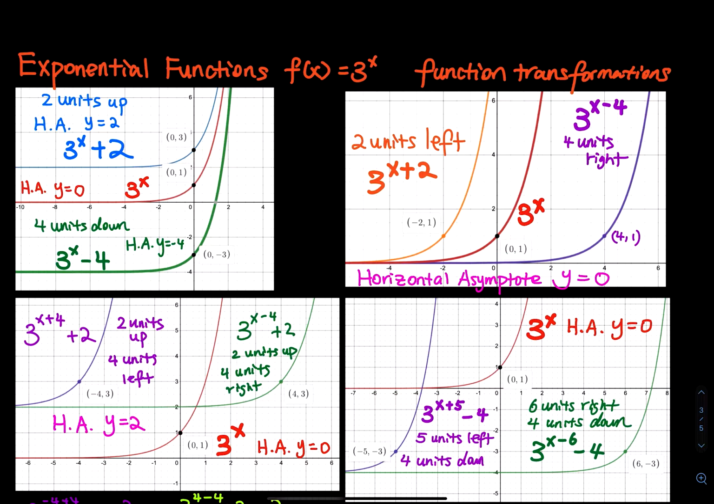So what happens when you subtract 4 from the parent function? When you subtract 4, you shift the function 4 units down from (0, 1). So 1 minus 4, the y value just shifts down to negative 3. And the horizontal asymptote shifts 4 units down as well from the x-axis, which is y equals 0. Now it is at y equals negative 4. That is where the horizontal asymptote is. So in summary, when you add a number right next to the exponential function, that shifts the function up, and when you subtract a number right next to the parent function, that shifts the parent function down.